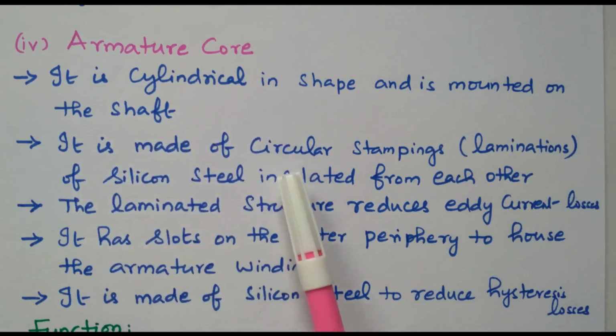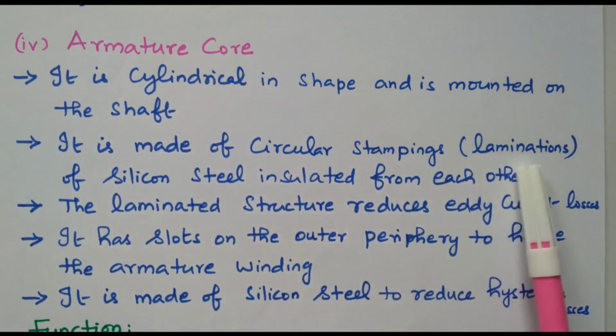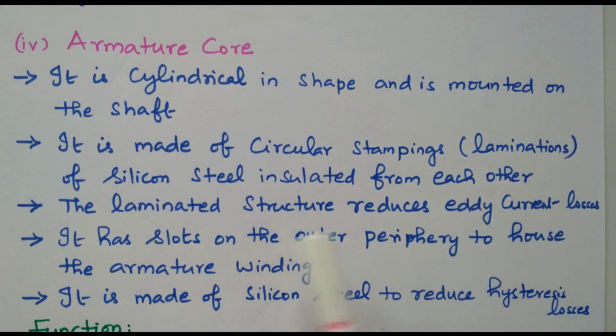It is made of circular stampings, that is lamination. It is not a single piece, it is a lamination. N number of sheets are available. Each and every sheet is laminated and compressed together. It is made up of silicon steel insulated from each other. So, each and every sheet is insulated, so that we can reduce the losses. The laminated structure reduces the eddy current loss. Eddy current loss we will see later.